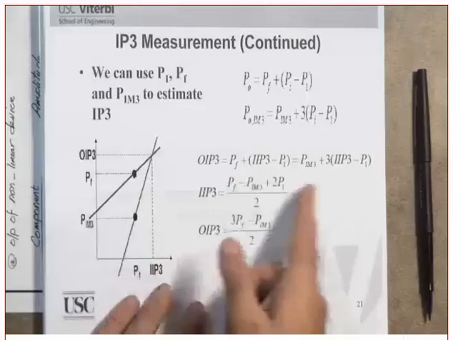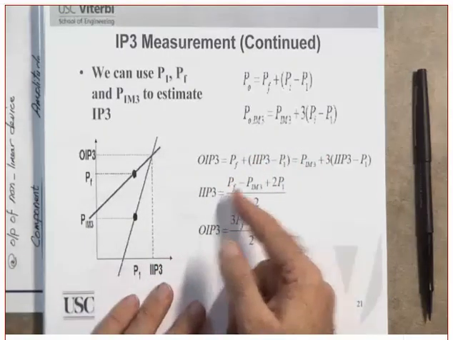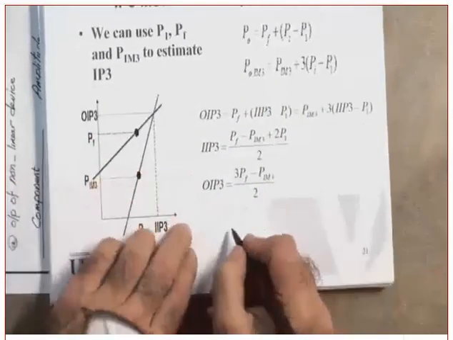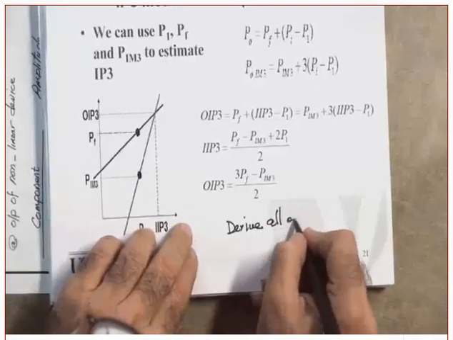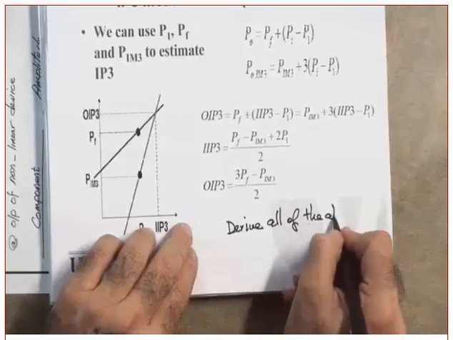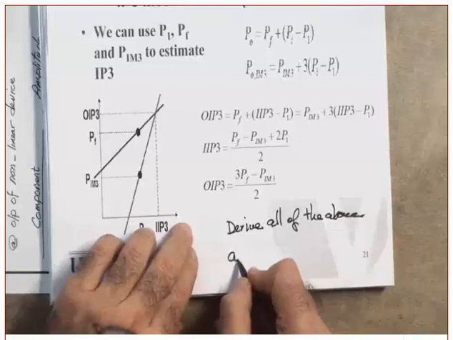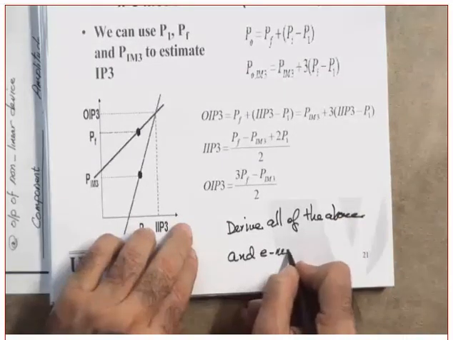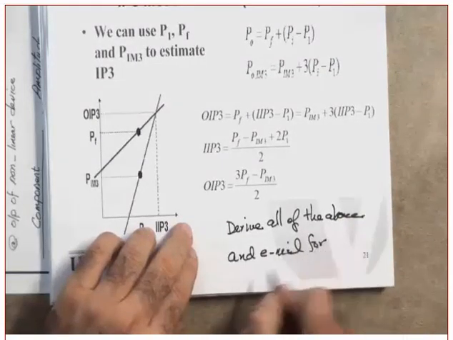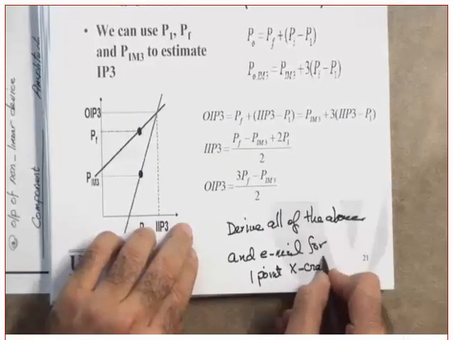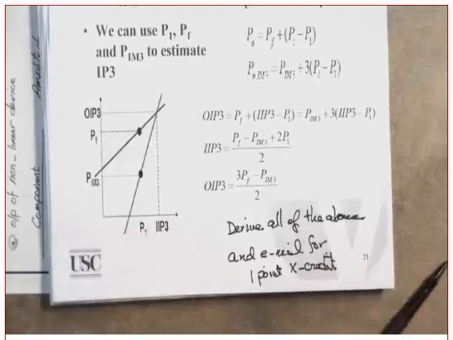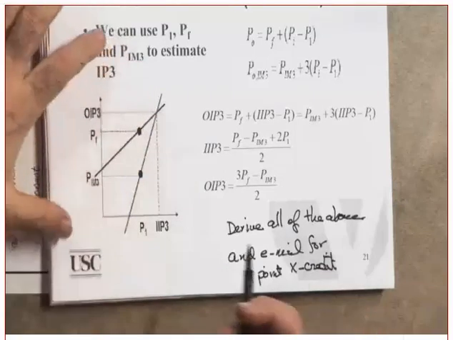Clear? All of these, by the way, let's make it a little bit more interesting. Derive all of the above and email it to me for 1 point extra credit. Good enough or not good enough? Yes or no? Cannot hear you. Okay, 1 point extra credit.